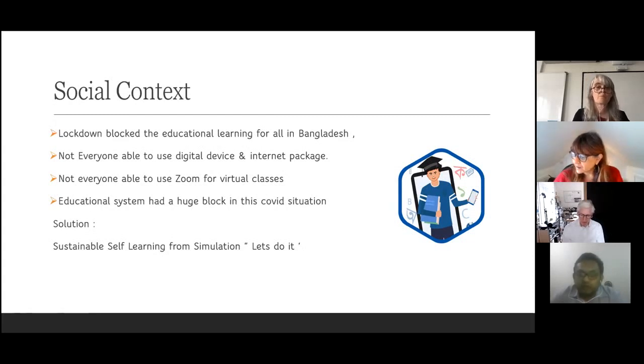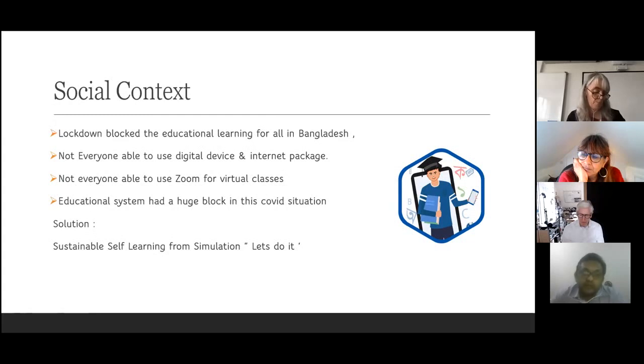So there is a leakage and a blockage of the educational system. They used to go to school in this time, but they don't have access to the school system at this moment. And 89% of students are sitting idle in their homes in this COVID-19 situation. So if there is live simulation content available in our country, we can face the educational blockage at this moment.